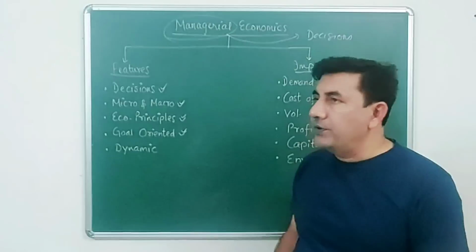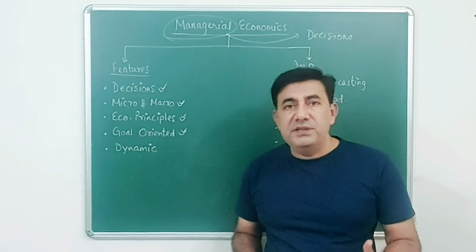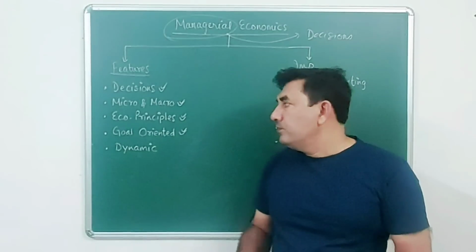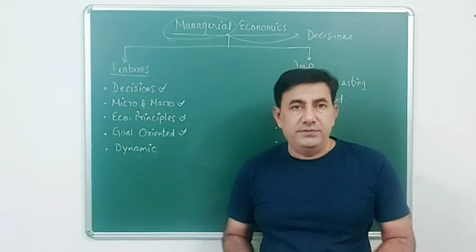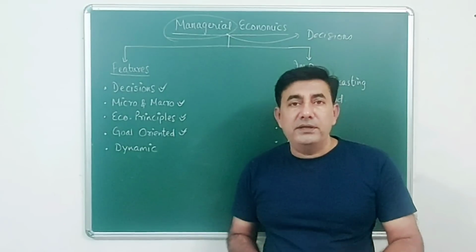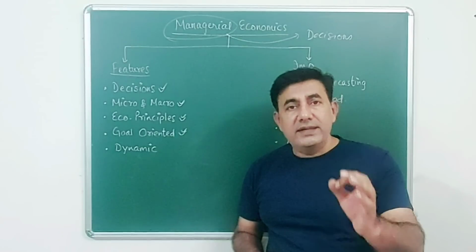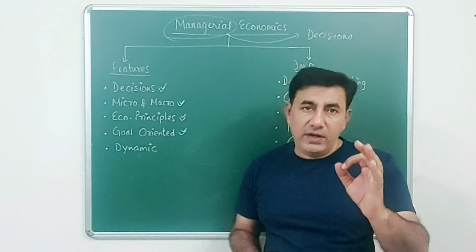The next one is goal oriented. It has a particular goal. Whenever the management studies the economic principles, then it has a definite goal to achieve. So that's why we generally say that managerial economics is goal oriented. It is targeted. It is meant to achieve a particular goal of a company.